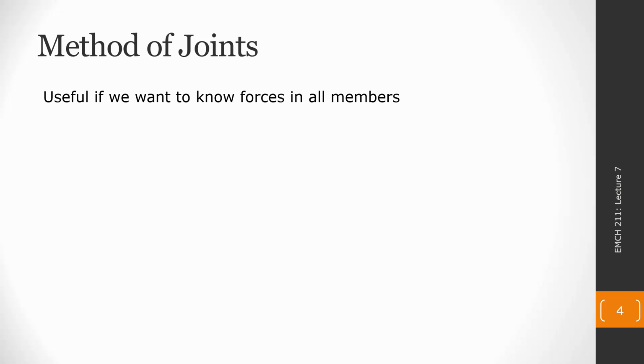The first method we can use to solve truss-type problems is called the method of joints. This is especially useful if we are interested in finding the forces in every member of our truss. The first thing we need to know before we use either method of solving our truss is: can we solve for all of the external reactions in the truss?